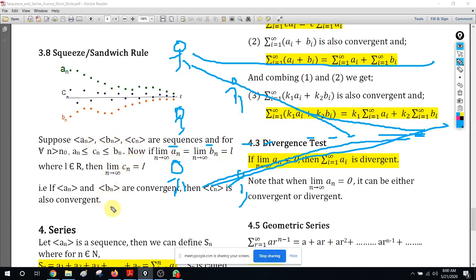Right? So that is called the squeeze theorem or sandwich theorem. Again, you can see it is common sense, right?